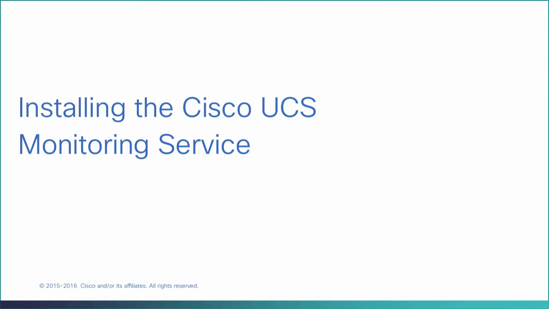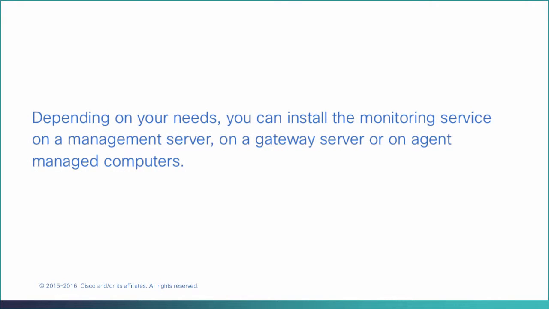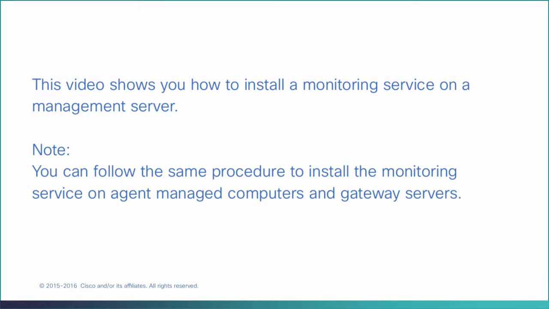Installing the Cisco UCS monitoring service. Depending on your needs, you can install the monitoring service on a management server, on a gateway server, or on agent-managed computers. This video shows you how to install a monitoring service on a management server. Note: you can follow the same procedure to install the monitoring service on agent-managed computers and gateway servers.